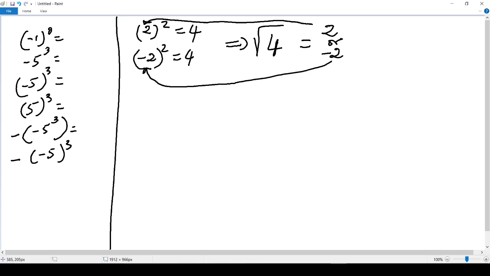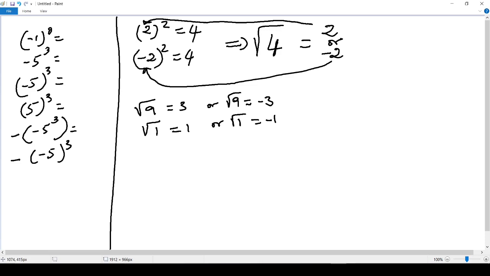So this was an example. In general, any positive number that we take will have 2 square roots, 2 values of its square root, one being positive and the other being negative. For some more examples, the square root of 9 equals 3, or the square root of 9 equals negative 3. The square root of 1 equals 1, or the square root of 1 equals negative 1.